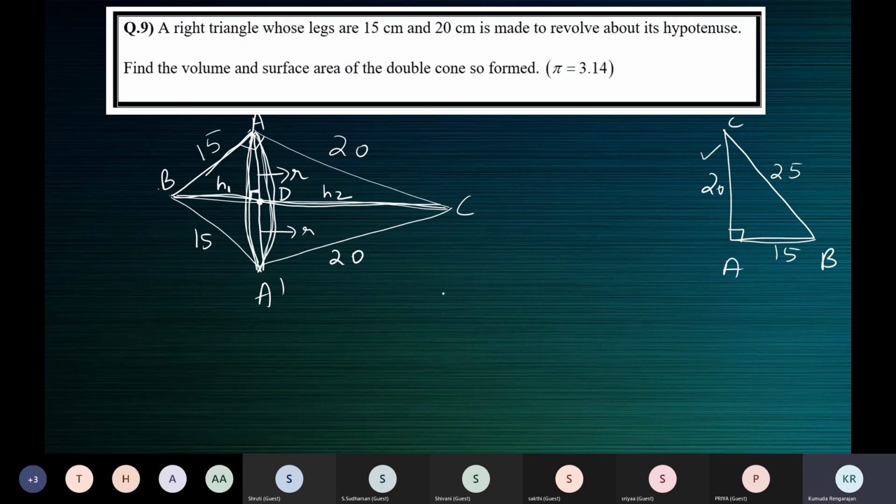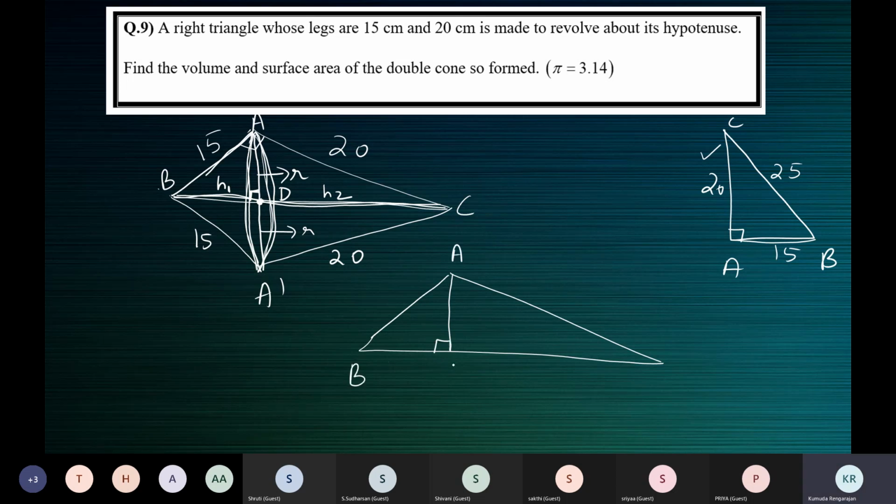Now let us prove. We have a figure like this. This is A, this is B, this is D, this is C, this is R, this is H1, this is H2, this is 15, this is 20. And we know that this is a right angle. Please draw these two figures, children, because the space on the screen is limited and I need to erase. Please take down these two figures in your book.